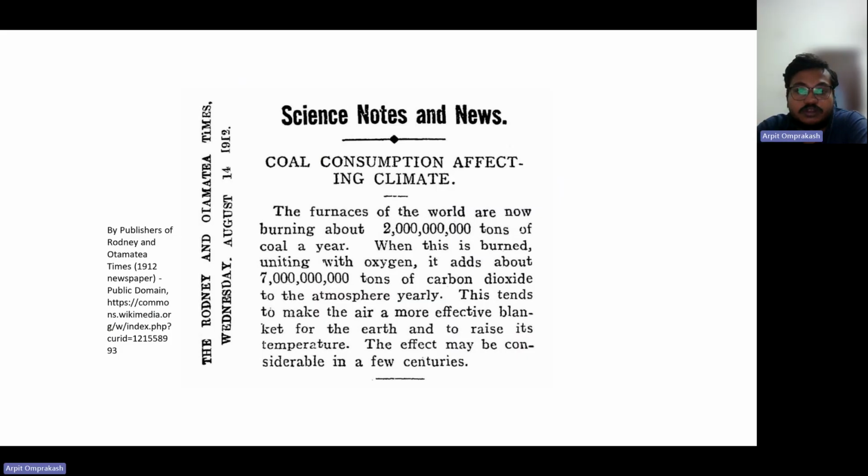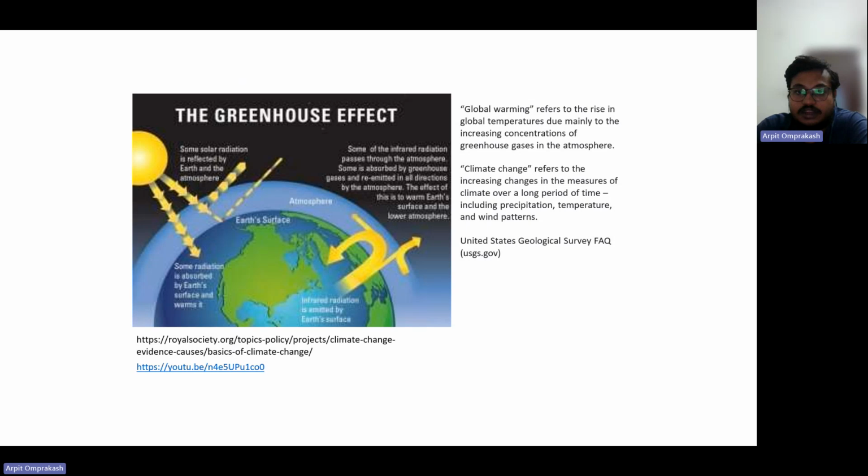2 billion tons of coal a year. When this is burned, uniting with oxygen, it adds about 7 billion tons of carbon dioxide to the atmosphere yearly. Right, 7 billion tons. This tends to make the air a more effective blanket for the Earth and to raise its temperature. This effect may be considerable in a few centuries. So this is one of the first mentions of basically how things affect the climate, right?